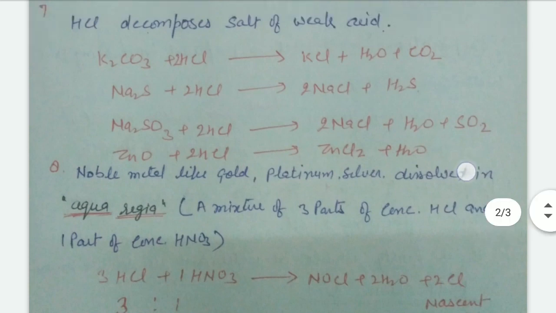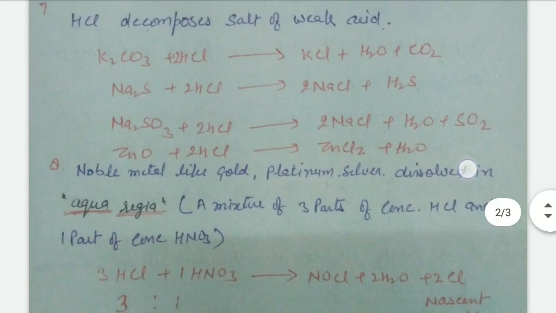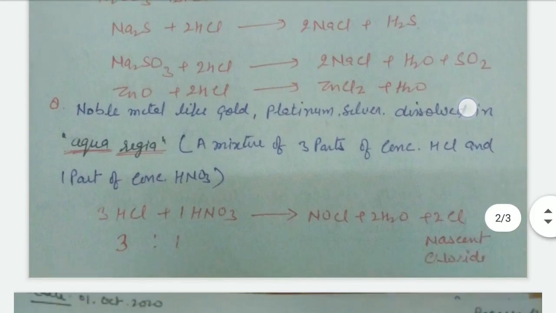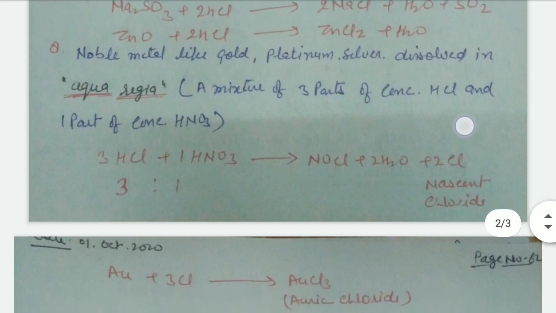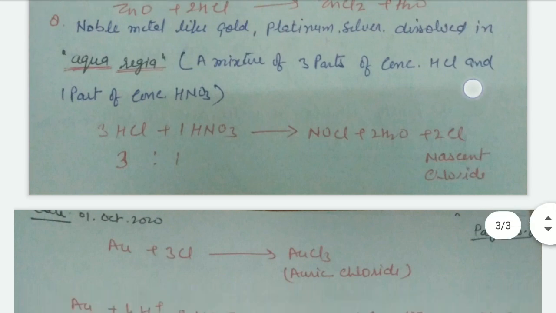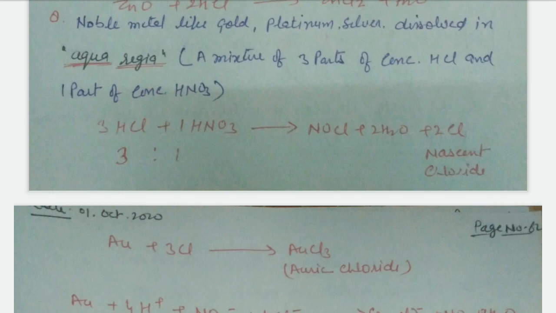Noble metals do not dissolve in HCl, but they dissolve in aqua regia. Aqua regia is a composition of nitric acid and hydrochloric acid. Three parts of concentrated HCl and one part of concentrated nitric acid combine to form aqua regia. All of the noble metals dissolve in aqua regia, right? These are the reactions to dissolve the noble metal.